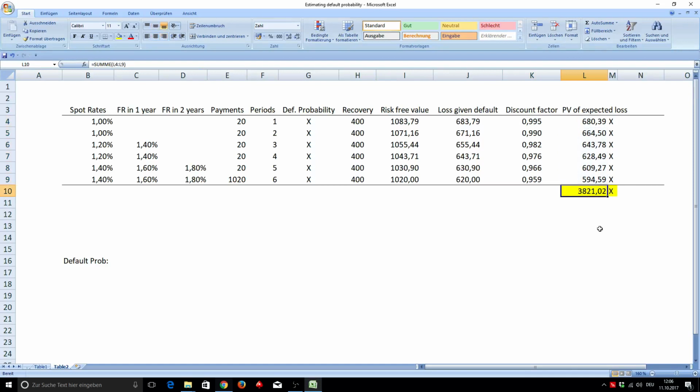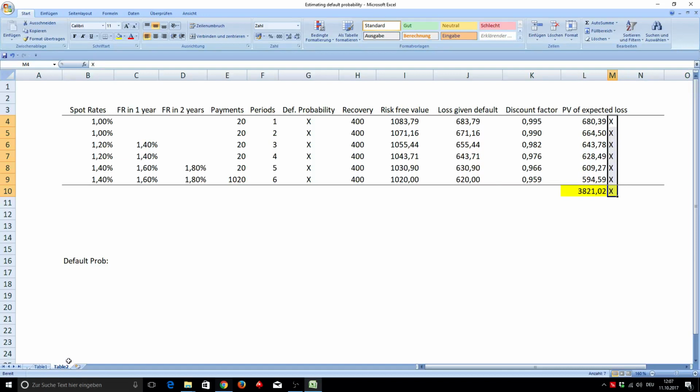If we sum them up, we get 3,821.02. But obviously this present value we have to multiply by the probability of default. This is how much we would lose if it defaults on one of these payments. But what is the default probability?